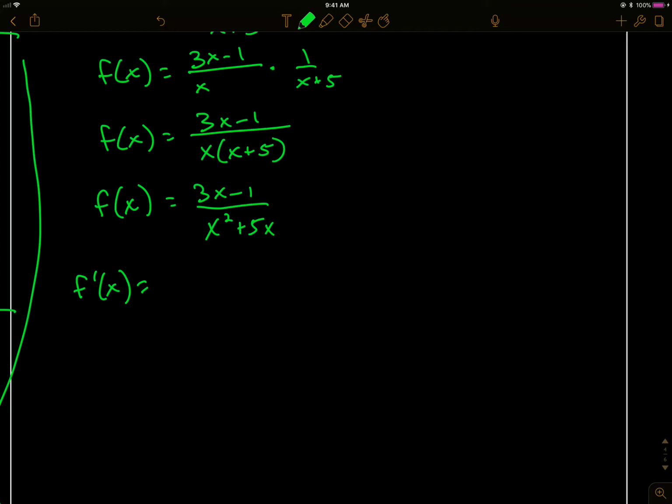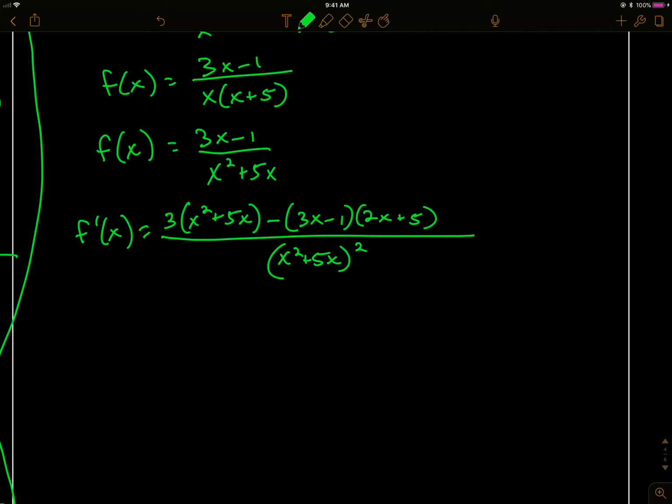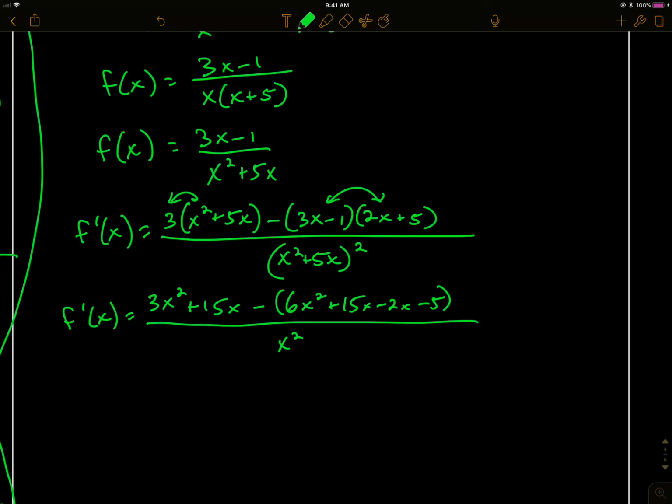Now I can do my quotient rule. Derivative of the numerator times recopy the denominator minus recopy the numerator times derivative of the denominator, all over denominator squared. Let's simplify. We multiply and we multiply and then collect like terms. 3x squared plus 15x minus 6x squared plus 15x minus 2x minus 5. I'm not going to take a whole step to distribute this minus sign. I'm just going to know that each one of these signs are different.